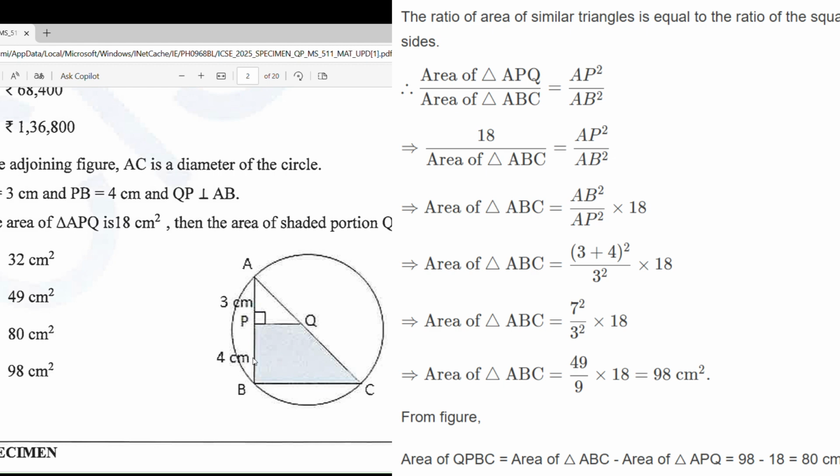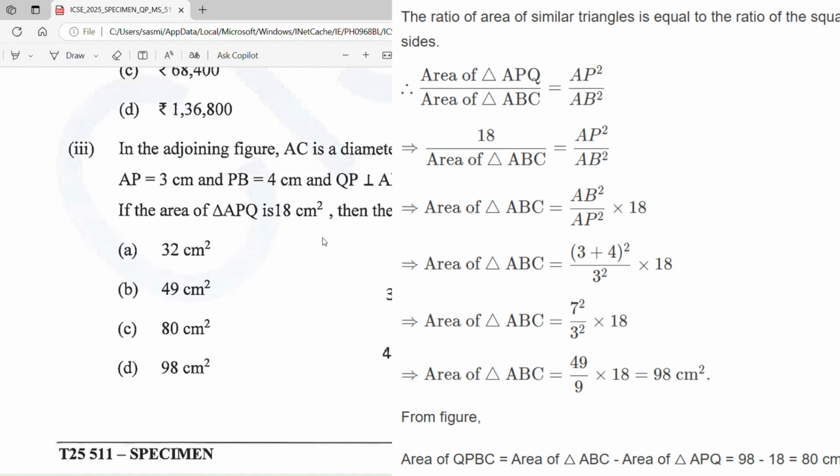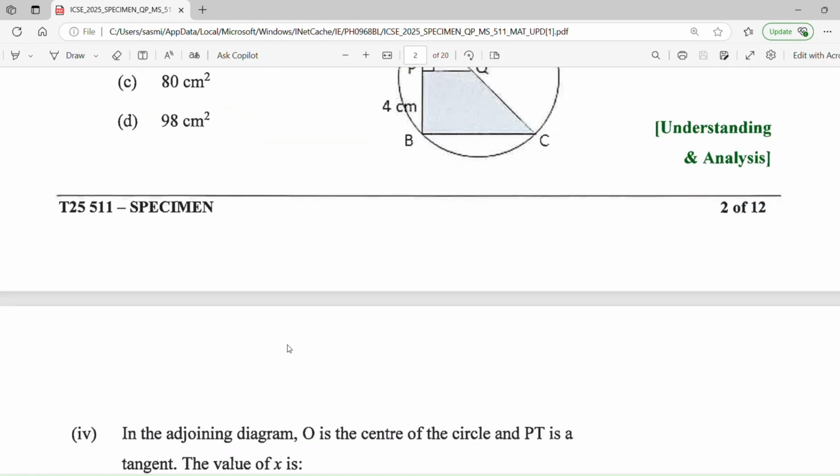Finding the shaded area. The shaded portion QPBC is found by subtracting the area of triangle APQ from the area of triangle ABC. Shaded area is equal to area of triangle ABC minus area of triangle APQ, which is 98 minus 18, equal to 80 cm square. Thus, the correct answer is 80 centimeters square. Final answer, option 3, 80 centimeters square.